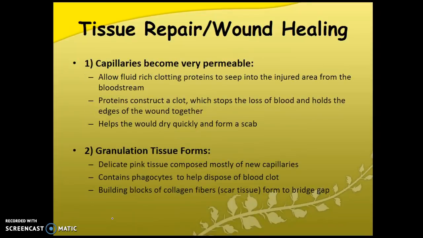So we're going to talk about the different steps of tissue and wound repair. The first step is called proliferation. This means that the capillaries are going to become very permeable. They're basically going to vasodilate, which means get wider in diameter. And when it says very permeable, it's going to allow different substances to enter and exit a little bit easier, like white blood cells, for example.